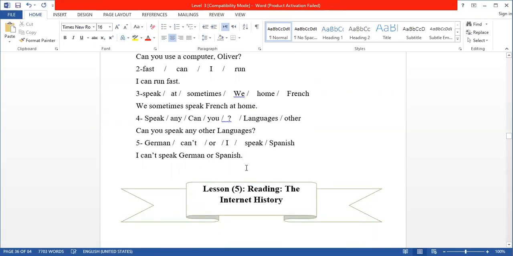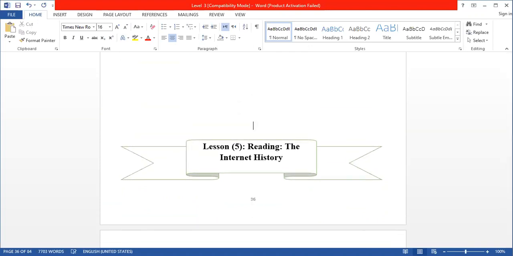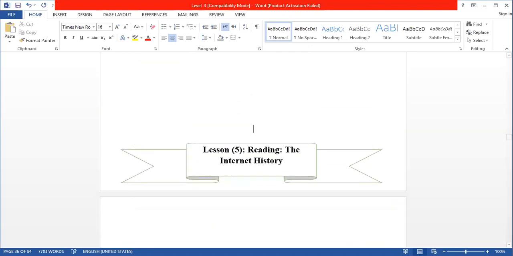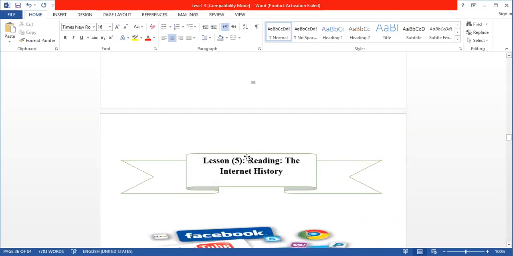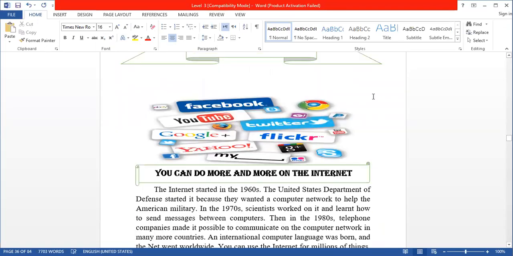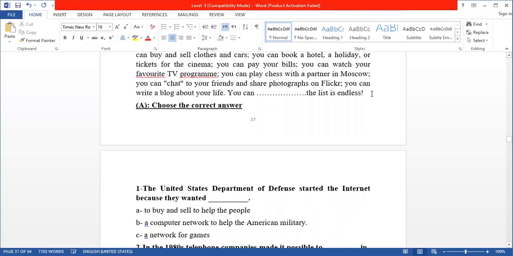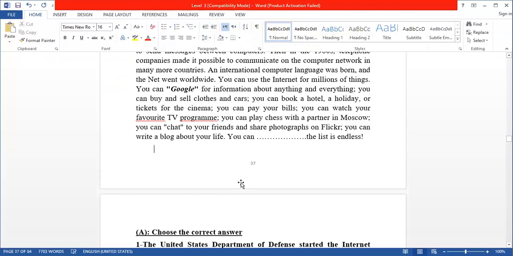Now we're going to talk about lesson 5. Here we have a reading text, the history of the internet. I'm going to read the paragraph, then I'm going to explain the meaning of the new words, and we are going to do this exercise. Okay. The history of the internet.